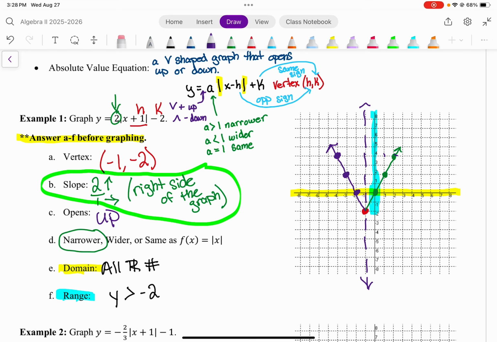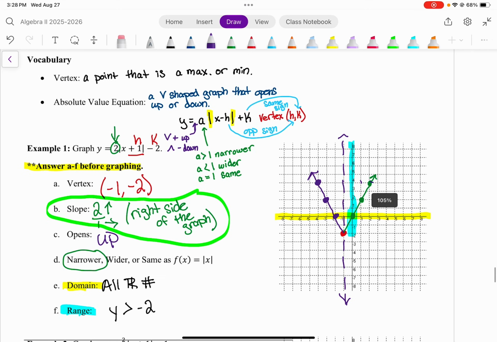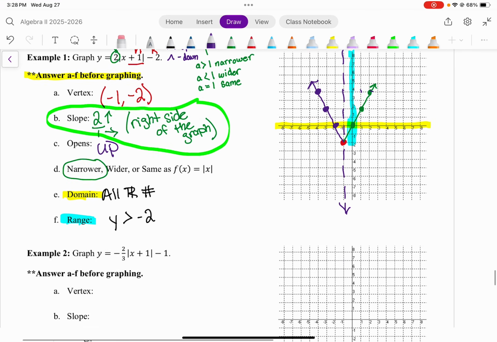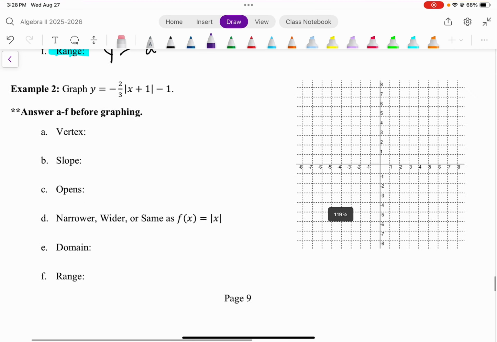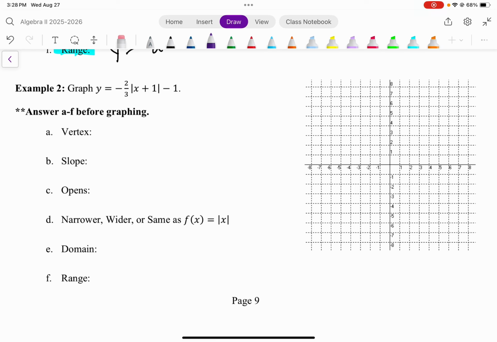So go ahead and make sure you have this down on your notes. And that is one example. If you would like to pause it here, I would like you to try example 2 on your own and see what you come up with, and then you can check your answers.